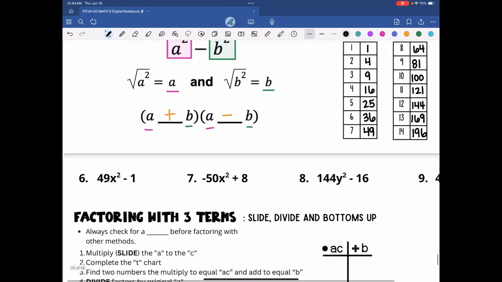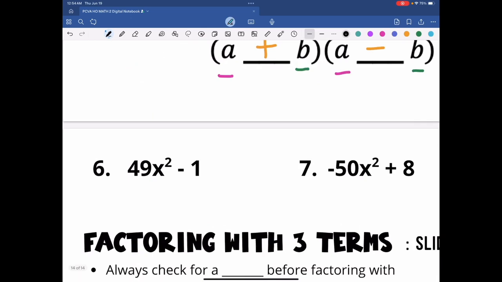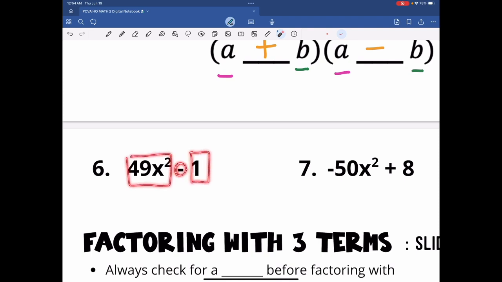So what we're going to be looking at, when we look at number 6, I have two terms. My first term is going to be the 49x squared, and my second term is the minus 1. Now, if we look at this, first thing I'm always going to check for is a GCF. Well, 49 and 1, obviously I can divide it by 1 and make the 1 GCF, but I don't want to divide it by 1 because that's not going to change anything. So I have subtraction, I have two terms, and the last question is, are they perfect squares? Well, 49 is a perfect square because 49 is technically 7 squared. 1 is a perfect square because that's 1 squared.